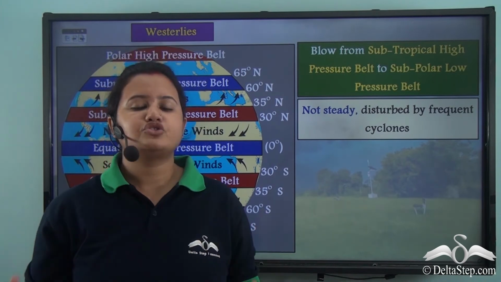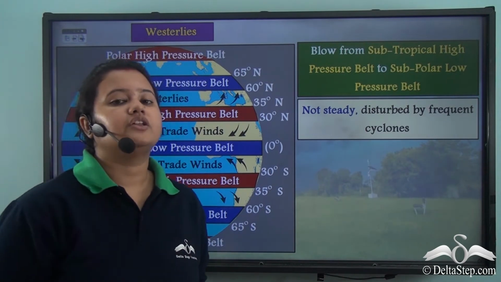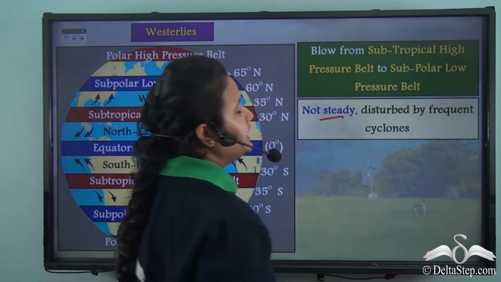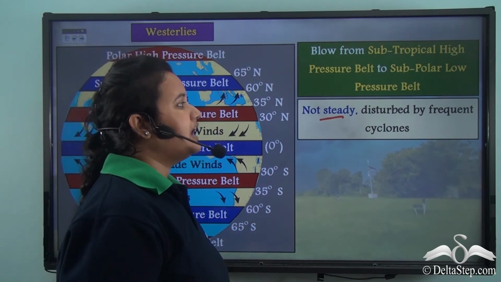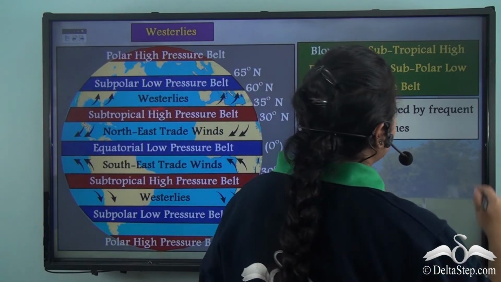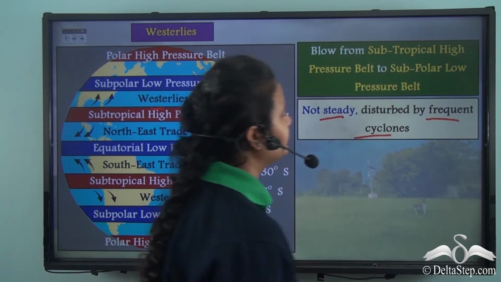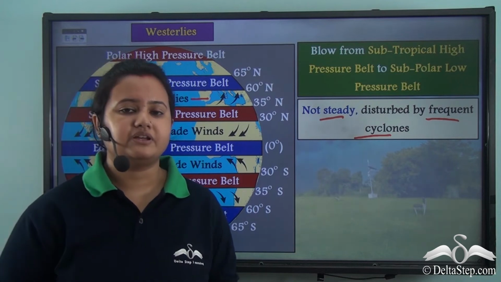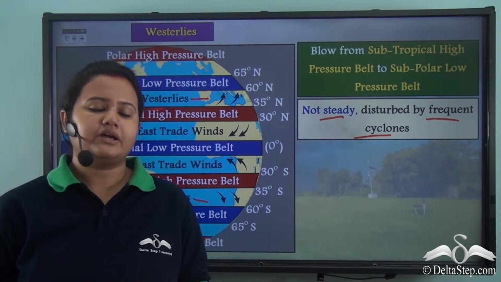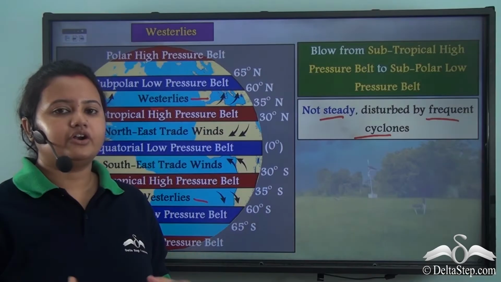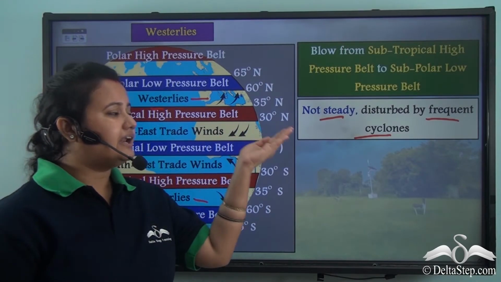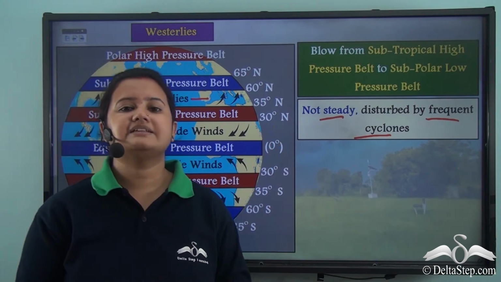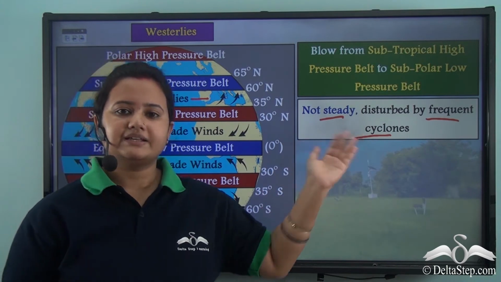Now unlike trade winds, the motion or direction of westerlies is not steady. This is because westerlies are disturbed or interrupted by frequent cyclones. In the temperate region we often experience cyclones. We will read about temperate cyclones later. But for now, just remember that unlike trade winds, the motion of westerlies is not steady as they are interrupted by frequent cyclones.